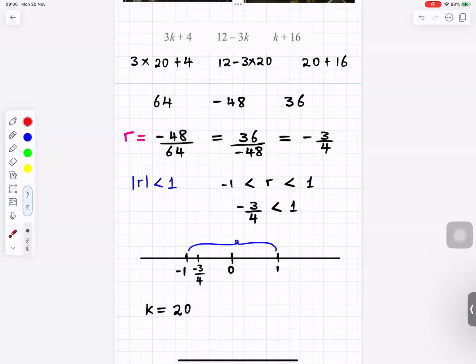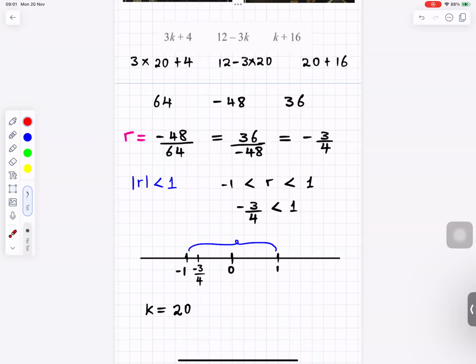Let's see if the ratio is less than 1. So the second term divided by the first: minus 48 divided by 64. It should be the same as the third term divided by the second: 36 divided by minus 48. The answer is minus 3 over 4. And if you look between minus 1 and 1, minus 3 over 4 is inside.